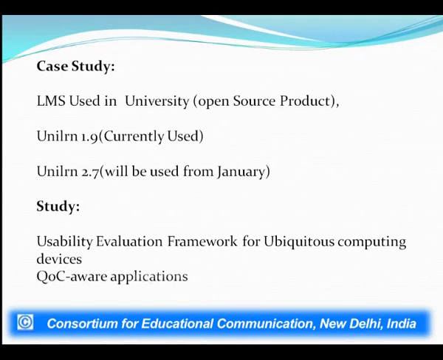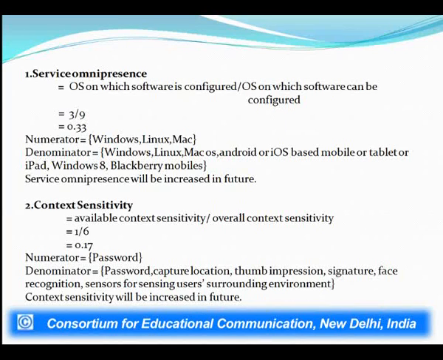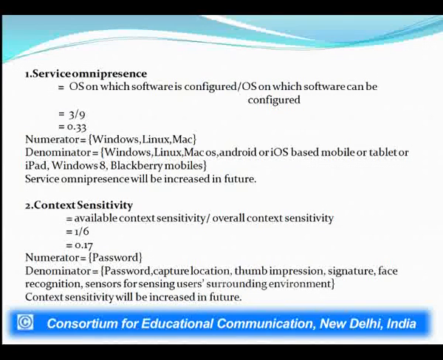This is the QoC, quality of context aware applications, and the usability evaluation framework has been used, which talks about the usability of the ubiquitous computing framework. And here these records have been captured: service omnipresence, invisibility, CS, adaptable behavior, experience capture, service discovery, function composition, service integration, and the HD, fault tolerance, and the present.